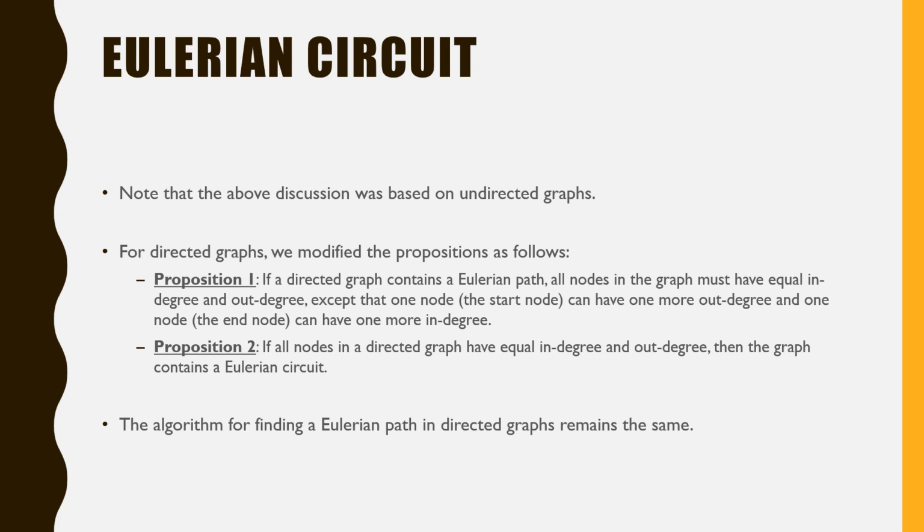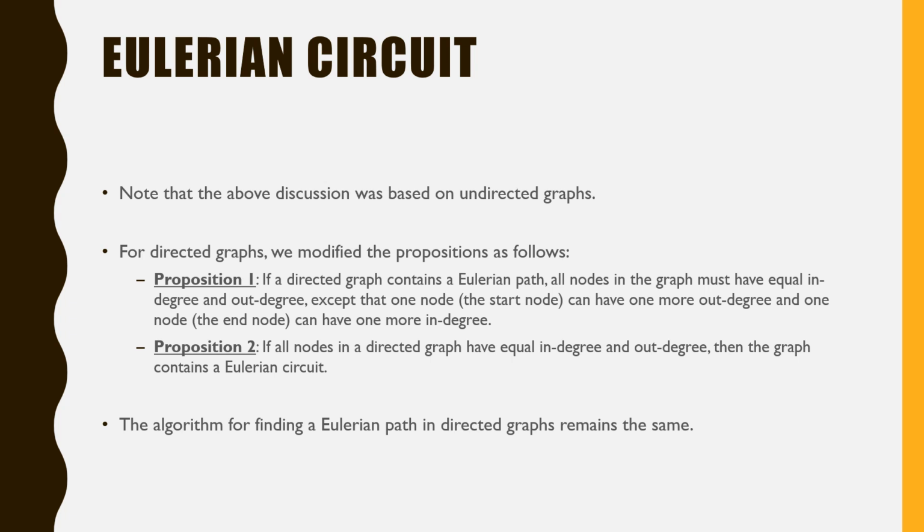Finally, let's extend our solution to directed graphs. While a directed path passes through a node, it consumes one incoming edge and one outgoing edge. In other words, the traversal reduces both the in-degree and out-degree of the node by 1. This means that for any internal node in a directed Eulerian path, its in-degree must equal its out-degree. With this observation, we can restate our two key propositions for directed graphs.